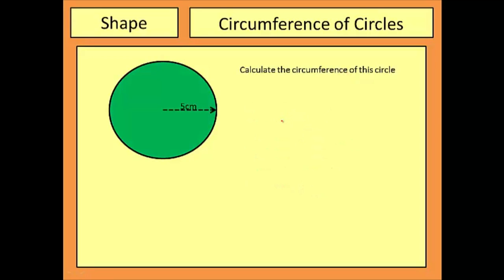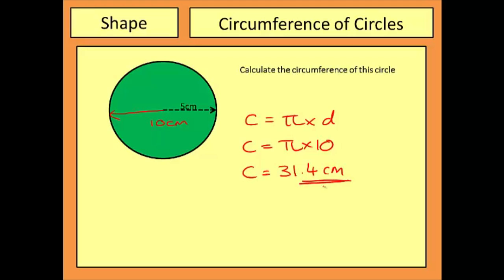In this second example, it's a little bit trickier. Instead of giving me the diameter, they've given me a radius, so I need to think carefully about what the diameter of this circle is. If the radius is 5, then the total diameter is going to be 10 centimeters. And now I can go back and use the formula as I did in the previous example. Circumference equals pi times the diameter, so the circumference is pi times by 10, and the circumference of this shape is 31.4 centimeters.